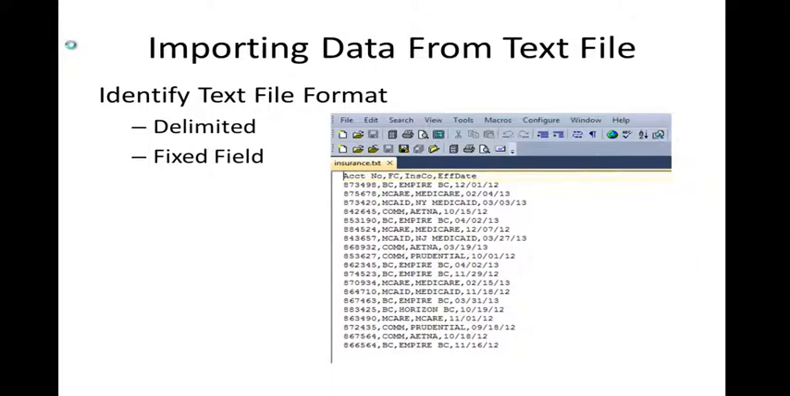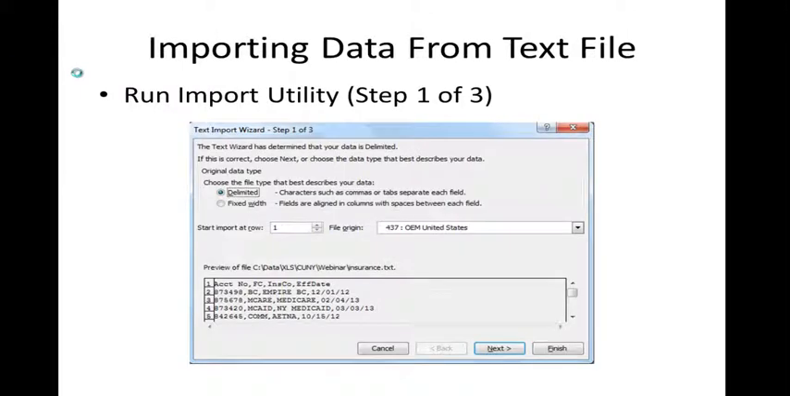We will then look at that data, and you'll see our two different choices, the delimited data or the fixed field data. We'll then go through a utility, and notice where you see step 1 of 3. This is what we call the text import wizard. By running this utility, what Microsoft Excel will do is it will take us through using the delimited feature that I described earlier of pulling our data over and allowing us to import the data directly into Excel.